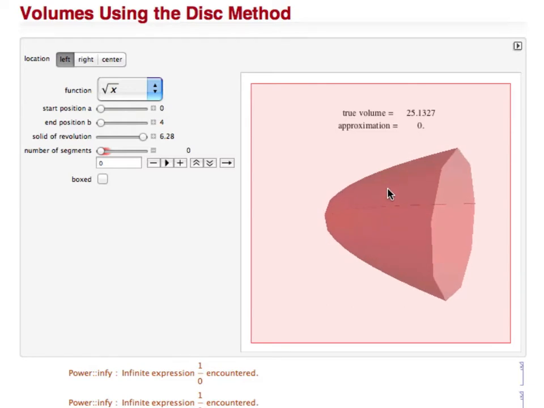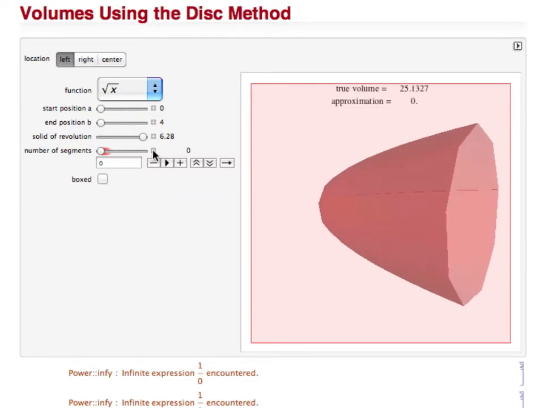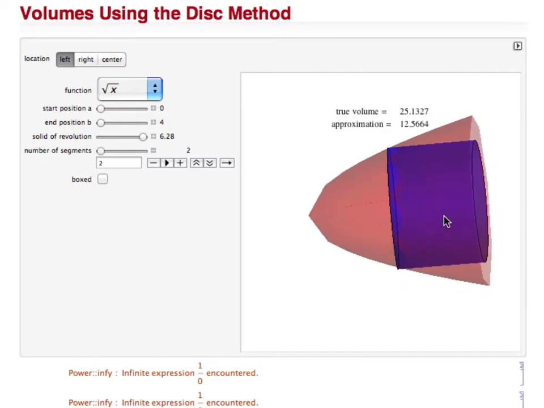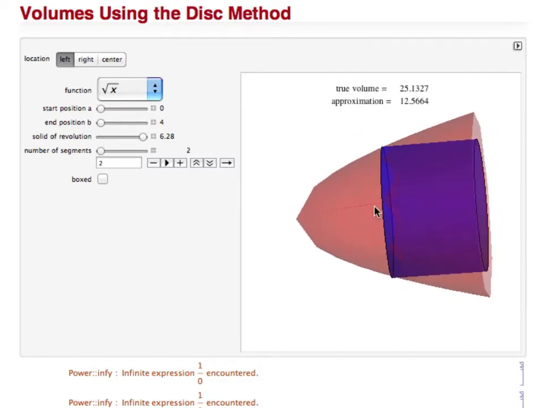Okay, and what the disk method is going to do is as we increase the number of disks, so we could fit maybe one disk in here by cutting this into two regions. This disk would be nothing, and then this disk would be a little bit bigger. This would give us an approximation. So you can see our true volume is 25.1327, and the approximation here, because we can find the volume of a disk using a geometrical formula, is 12.566.